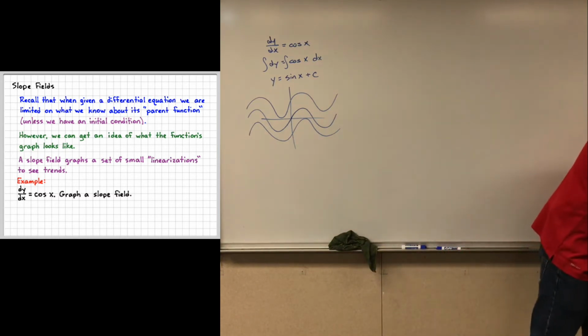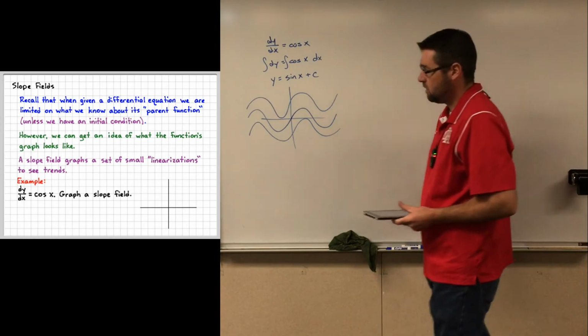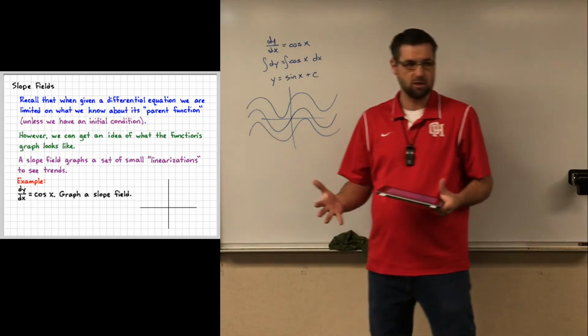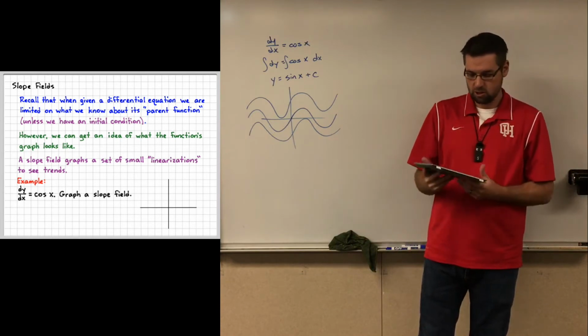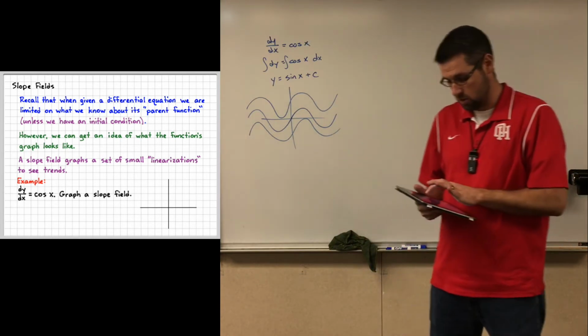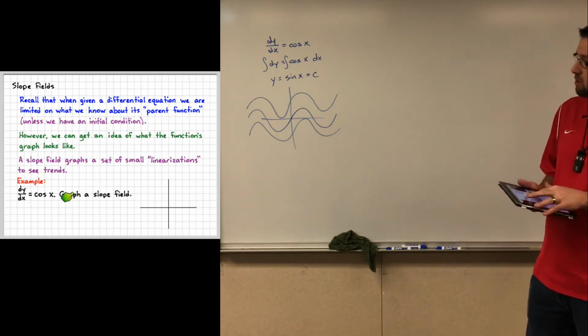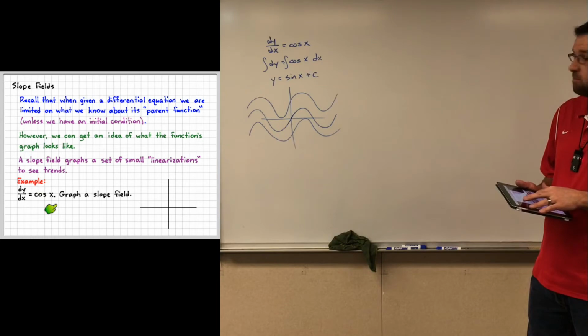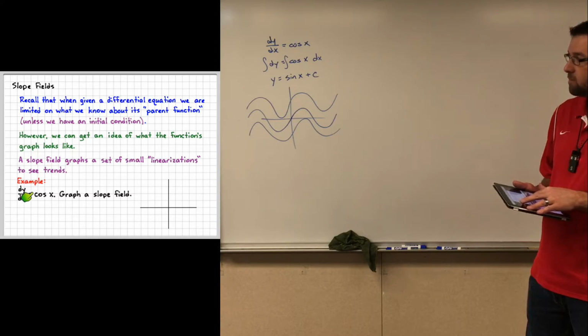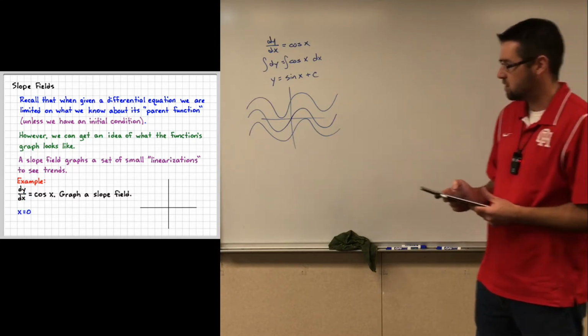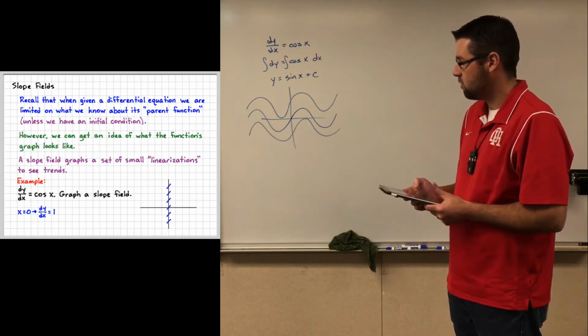Okay? But I want to show you what it looks like on a slope field. So what I'm going to do is plug in coordinates to figure out what the slope is. So what's a good coordinate to start with? 0, 0. Okay. So if I plug in 0, 0, that means x is 0 and y is 0. What's the cosine of 0? 1. Cosine of 0 is 1. Notice I didn't have to plug in y, because there is no y. It doesn't matter what y is. In other words, y could be anything. So if x is 0, then the slope is what? 1. So we just plot little tangent lines that have a slope of 1.